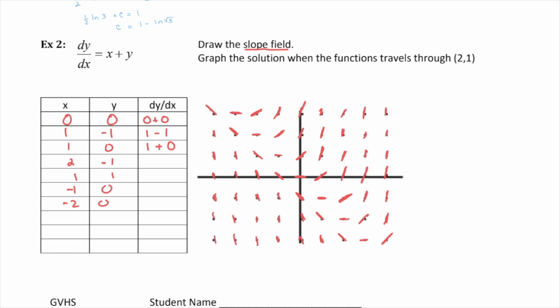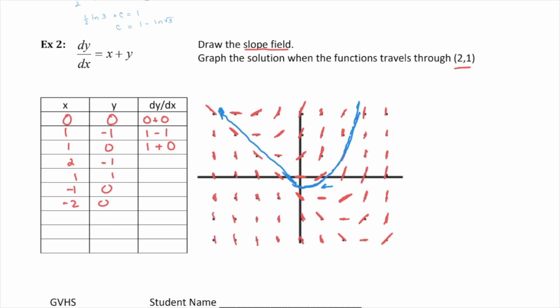Now, for the next part of the problem, it says we want to graph a solution that's traveling through 2, 1. So go find your 2, 1 and sketch in your solution. Follow what your slopes are doing. Remember, as you are passing through the diagonal, you're going to be a little bit horizontal right about here where I'm drawing an arrow. And then I have this asymptote that I'm going to follow as I head towards the left part of my graph.